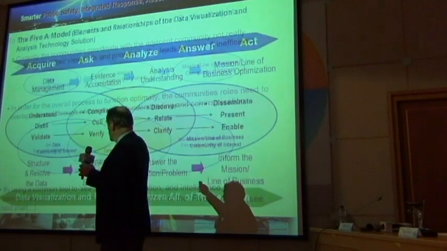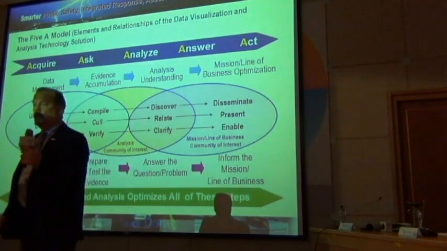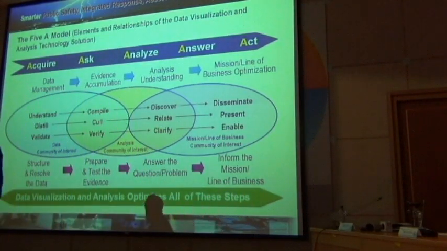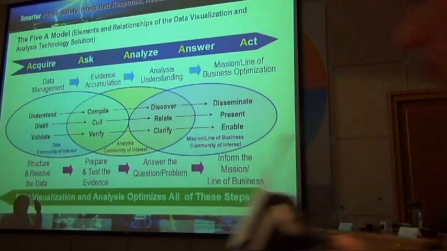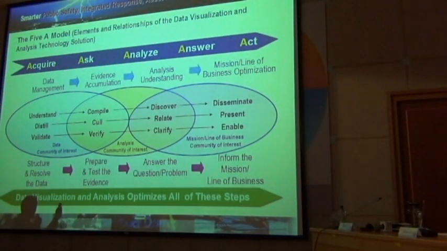What is an efficient system is when they come together. This is called a 5A model. This is what the Special Forces in Taiwan use. This is what the United States Special Forces and a lot of law enforcement officers use. I acquire information, I ask, I analyze, I answer, I act.